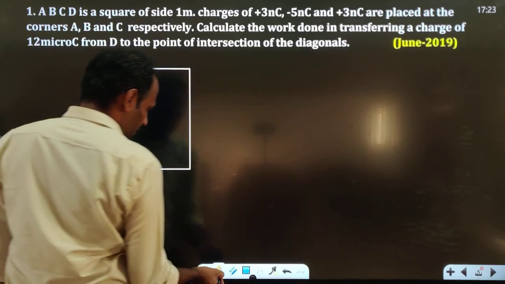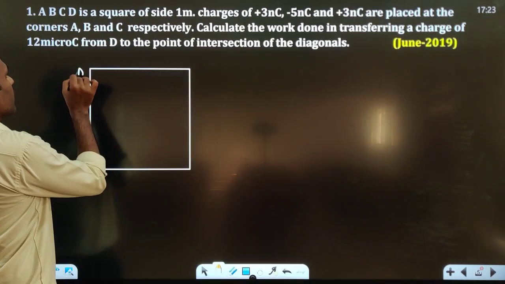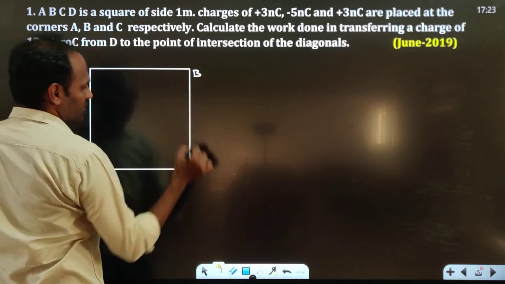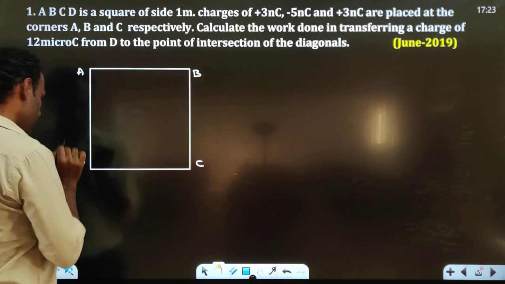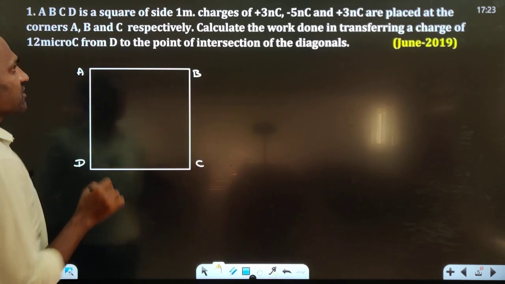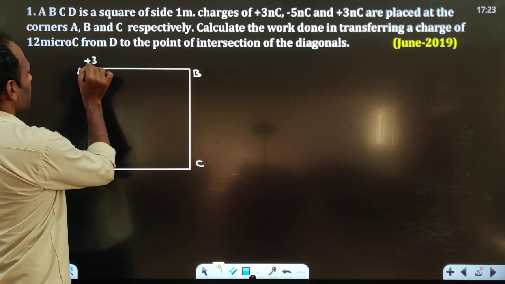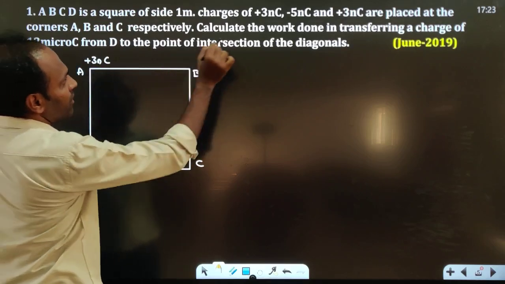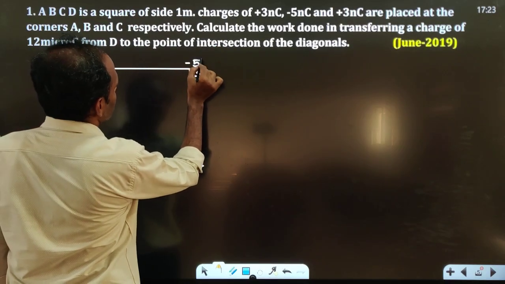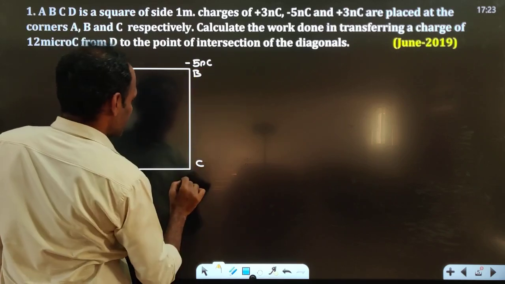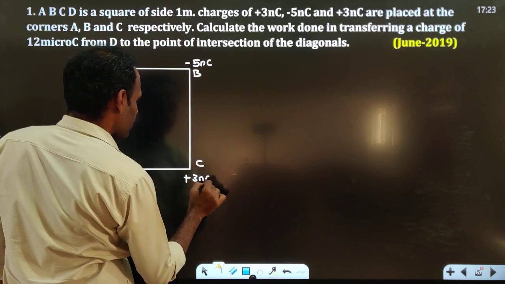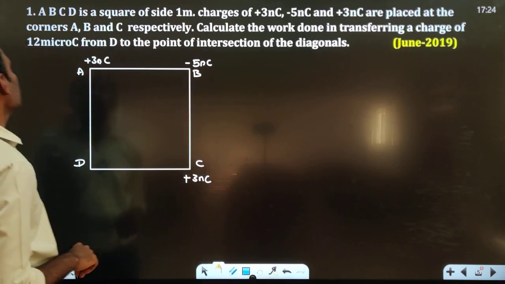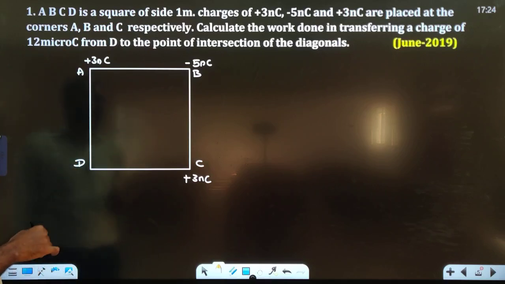Right, this is the square. I will name the corners A, B, C and D. They have placed plus 3 nanocoulomb at A, minus 5 nanocoulomb at B and plus 3 nanocoulomb at C. Right, these are the charges that have been placed at the corners A, B, C respectively.